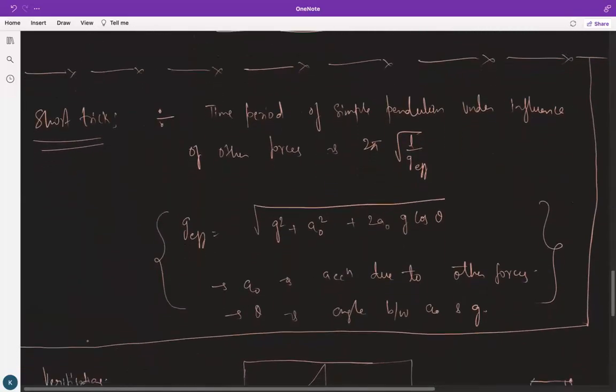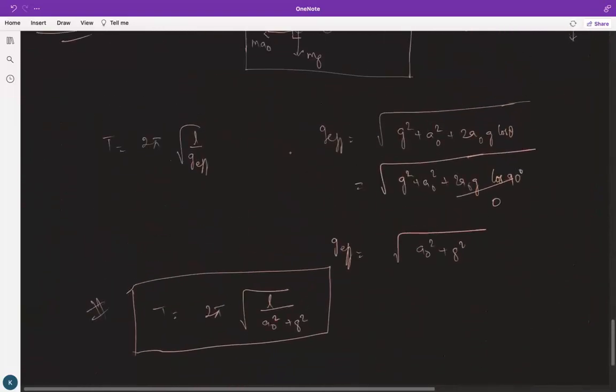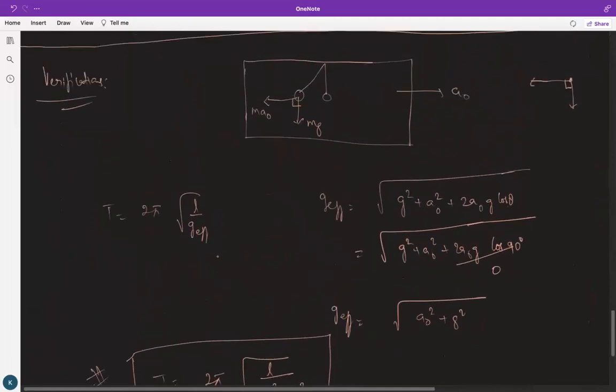So via this short trick, you just calculated the time period in just two steps. You just have to calculate the G effective, and for that you have to think about two things. The first is what is the acceleration due to the other forces, and the second is what is the angle between the acceleration due to other forces and the force of gravity. These are the only two things you have to think about, and the rest is done as in a simple pendulum.